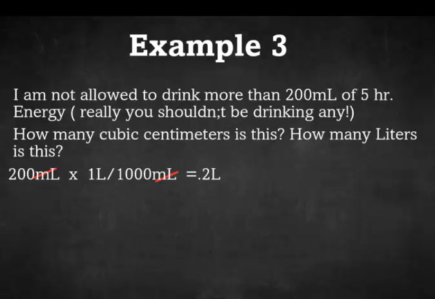Now, let's go to cubic centimeters. The one fact you had to remember here was that 1 centimeter cubed is equal to 1 milliliter. So 200 milliliters divided by 1 milliliter, and then times 1 centimeter cubed, is 200 centimeters cubed. This second problem, once you recognize 1 centimeter cubed is 1 milliliter, you probably right away came up with 200 centimeters cubed.